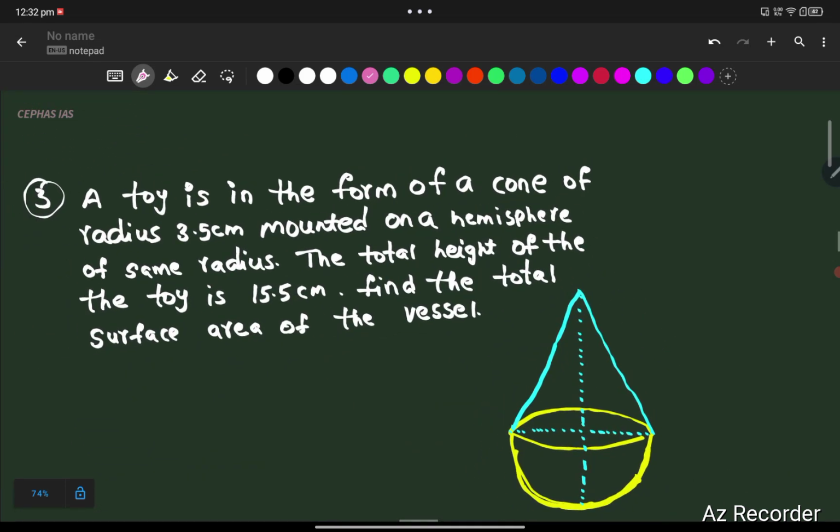A toy is in the form of a cone of radius 3.5 centimeters mounted on a hemisphere of the same radius. So the radius is 3.5, and this will be 3.5 also. Radius 3.5 centimeters of the cone, and the height of the cone is also marked. The total height of the toy is 15, from here to here.